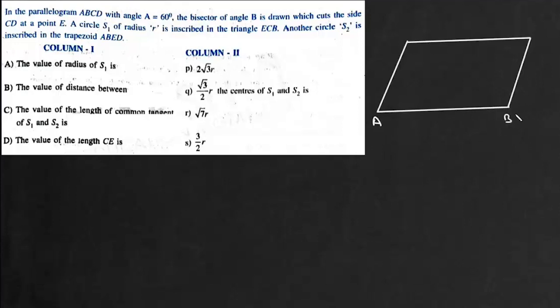Now here the question is, in a parallelogram ABCD with angle A equals 60, the bisector of angle B is drawn, which cuts the side CD at point E. The circle S1 of radius R is inscribed in the triangle ECB, and another circle S2 is inscribed in trapezoid ABED. So here we have this parallelogram ABCD with this angle A 60.